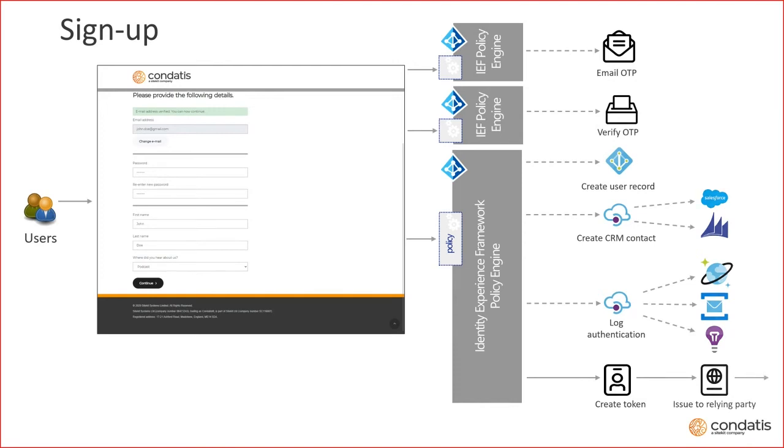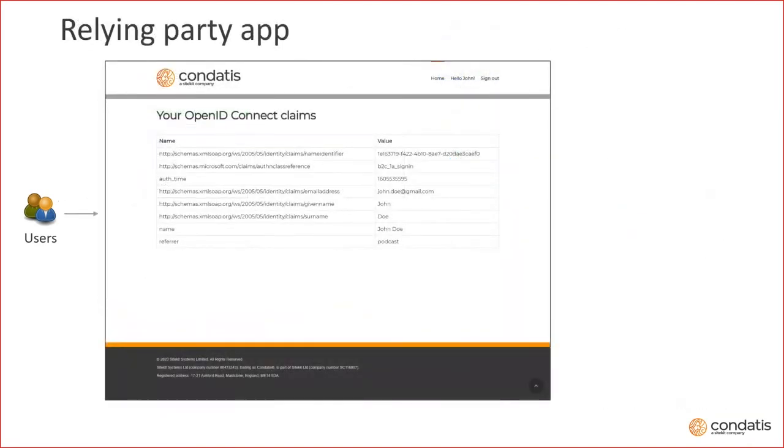And again, we go back to the relying party, and our relying party here is just showing us that token that got returned, the information in it. You can see we've included a referrer, which is the referrer that we captured during registration. We don't have to, that's completely configurable, but we're just showing it here as something that gets passed along the process.